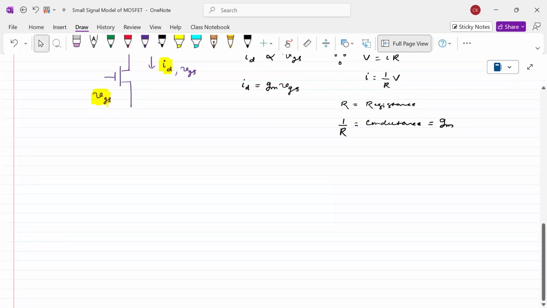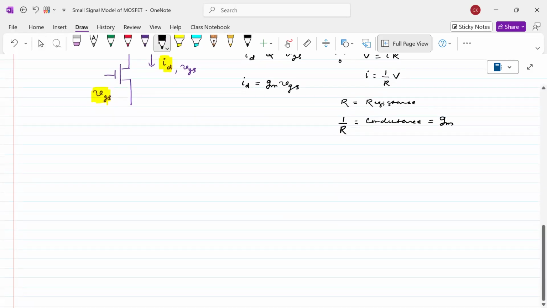The moment you look at this one, the gate is actually here. So gate to source, what is the amount that we are applying here? VGS I'm applying here, a small change. Therefore, this is a gate, this is a source. Gate to source I'm applying. And what is the thing that I'm getting here?